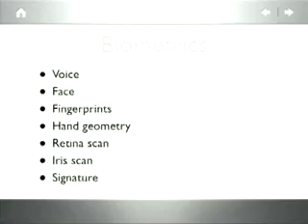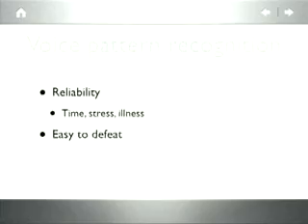One system that is used a bit more widely is face recognition. And this thing just screwed up. Cool.